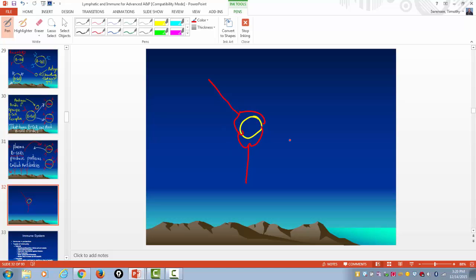And these antibodies that bind to it mark this antigen or pathogen for death. Then a monocyte comes in and gobbles it up. So that's how your immune system, at least with respect to B cells, works normally.